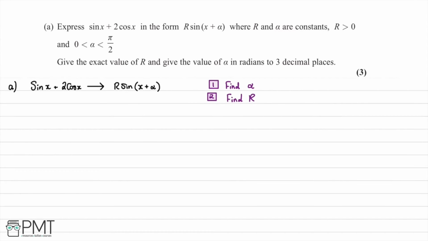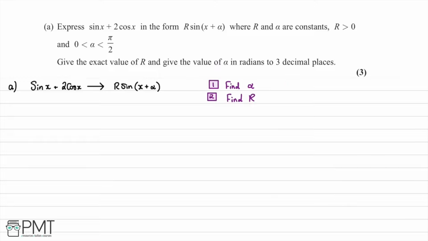In this question, we're told to express sine x plus 2 cos x in the form r multiplied by sine of x plus alpha, where r and alpha are both constants, where r is positive, and alpha is between 0 and pi over 2. We're told to give the exact value of r, and to give the value of alpha in radians to 3 decimal places. Our first step here is going to define alpha.